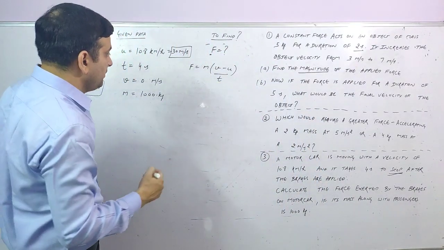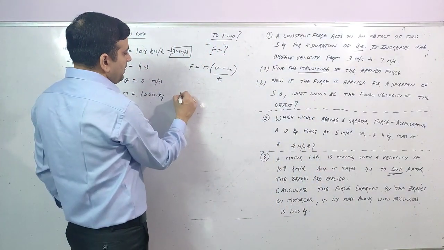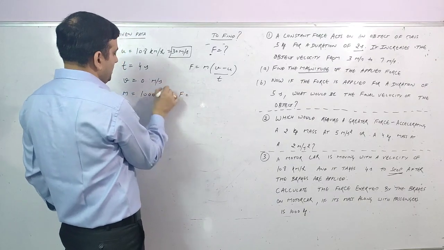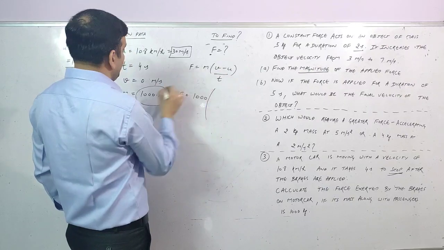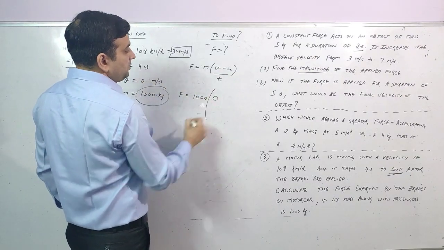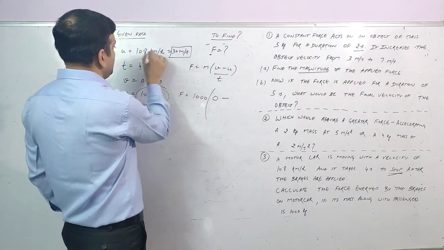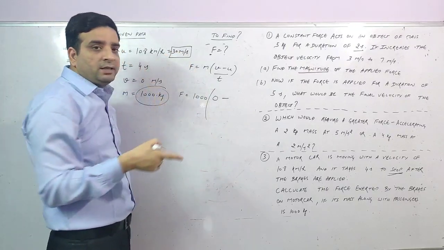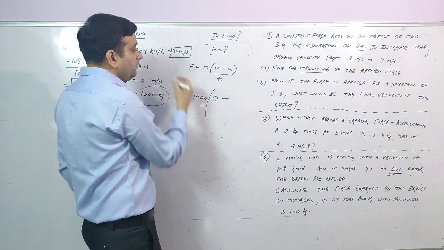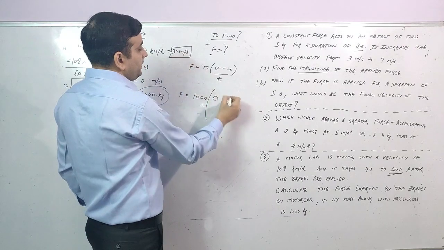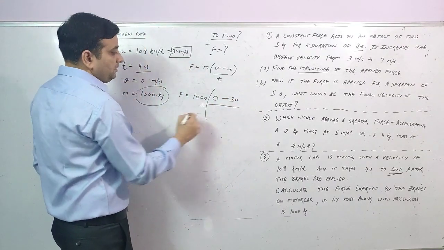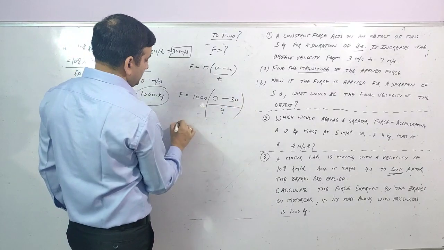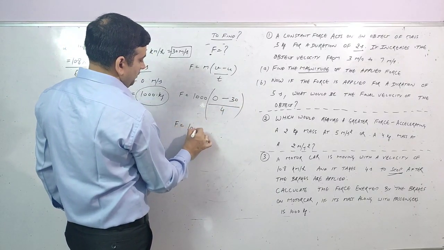So now we'll put these values. Now it is simple. F we have to calculate. What is the mass? 1000 kilogram. What is the final velocity? 0. Minus initial velocity. Now we don't have to write in the kilometer per hour. We have to write in the meter per second. So 30 meter per second. And the time which is given? 4 seconds. So now we'll simplify it.